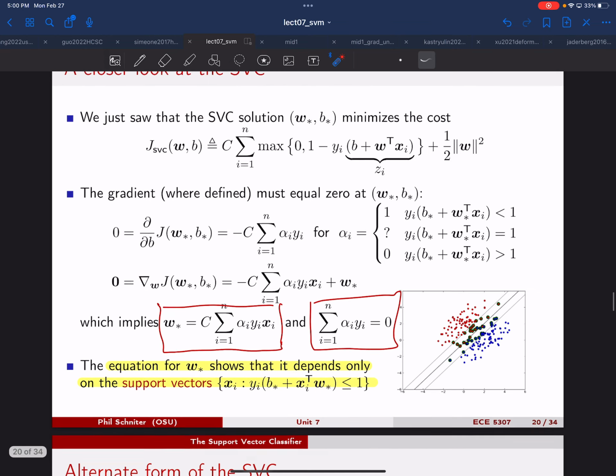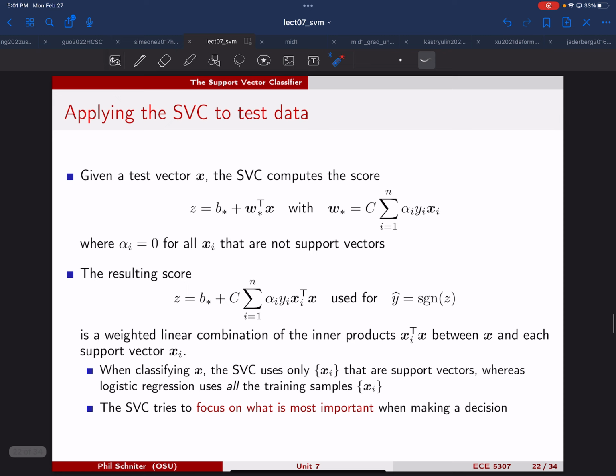Okay. Let me skip ahead 2 slides, because I think it makes a little more sense this way. So here's the equation we just derived. This is the W star based on the training data. And here is what we would do if we wanted to apply the SVC to test data. We'd be given a test vector x that's probably not in our training set. We need to compute the corresponding score given our trained parameters. And notice what happens. To compute that score, we're effectively only using the training samples that are the support vectors. So any non-support vectors will not affect our test score either.